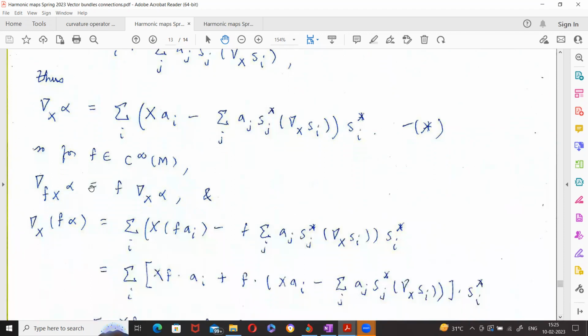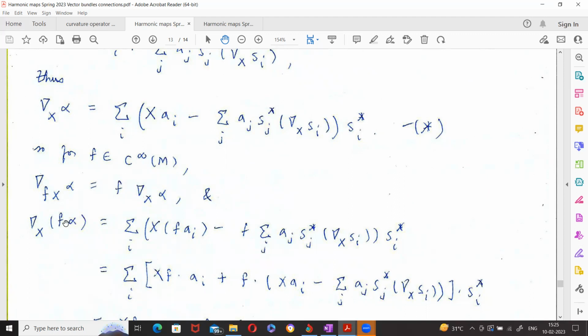That is, it is C infinity M linear in the first variable in X. So nabla sub fX of alpha is f nabla X of alpha. That's clear, right? If I multiply X by a function f, then that f will come out of the first term here. And here, I'll get nabla fX of S_i, and that f will come out here. And so f will come out of the whole expression. So it's C infinity M linear in the first variable.